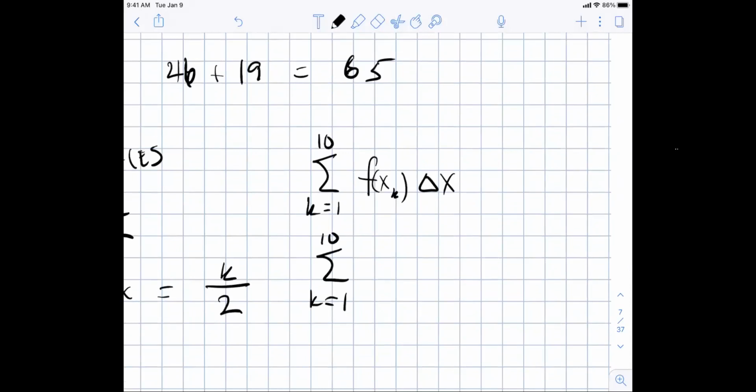What is f of xk? Well, remember, f of x is 3x plus 4. So f of xk, well, that's f of k over 2. So what is f of k over 2? This just means everywhere you see an x, plug in a k over 2, right? So I'm going to get 3 times k over 2, that's 3 times xk, plus 4.